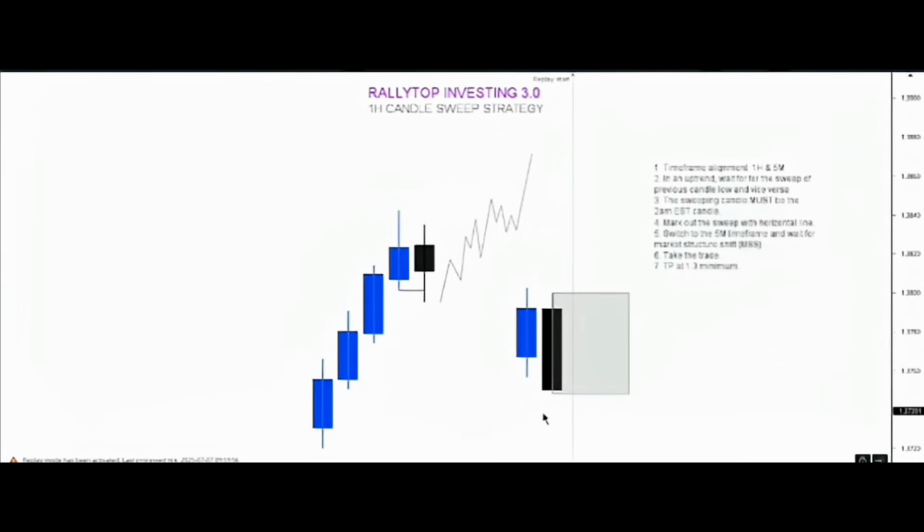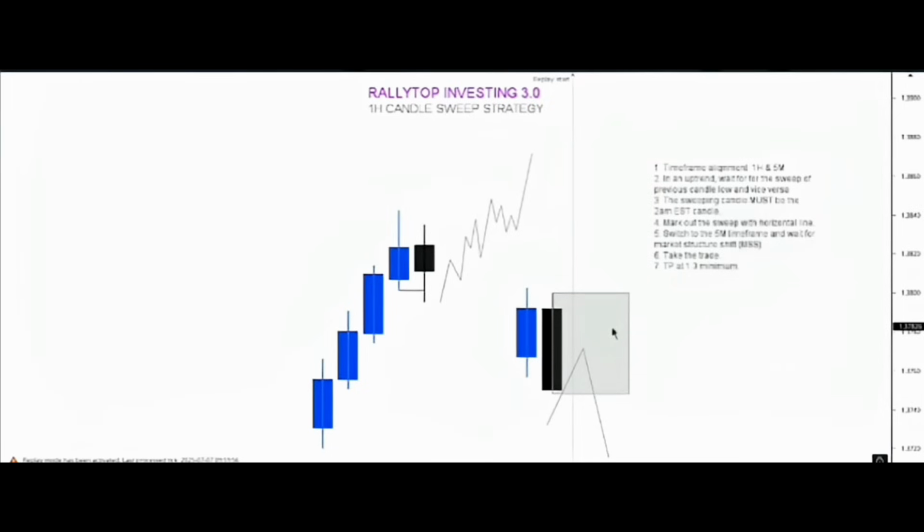This is how you are going to take the trade. You are going to wait for price to come back into that zone, and boom, you take your trade lower. Okay? Then number 6 nugget, I said take the trade here. Just take the trade, don't waste time. And number 7, TP at 1 to 3 minimum.